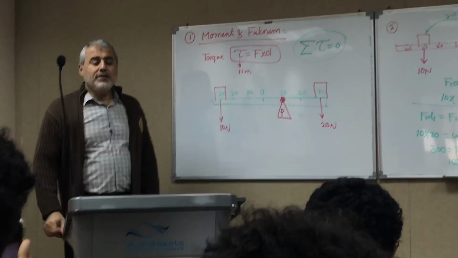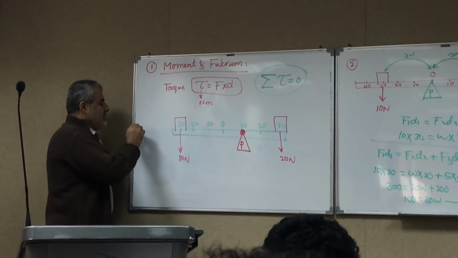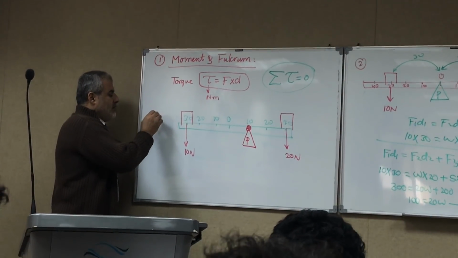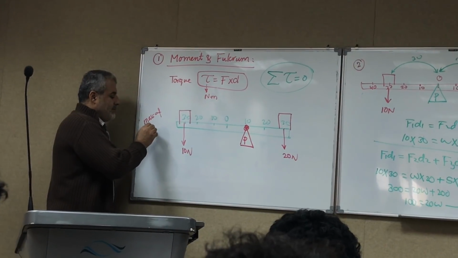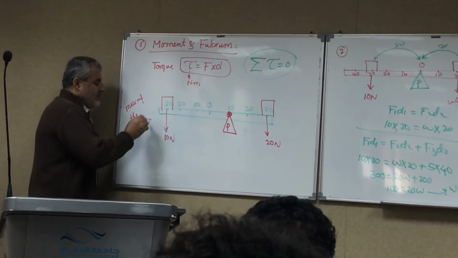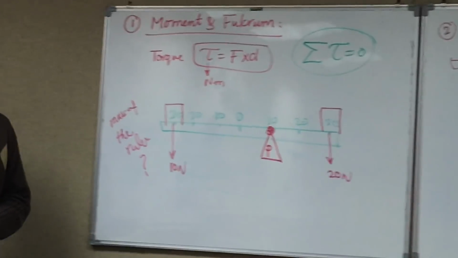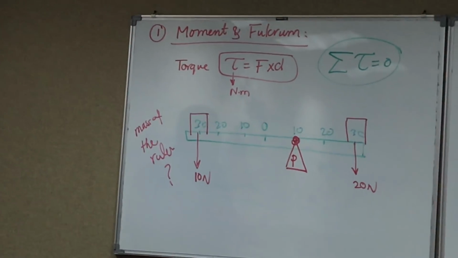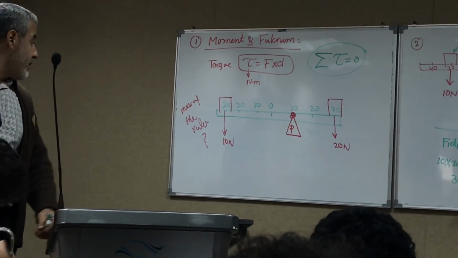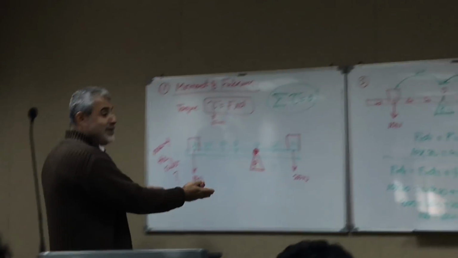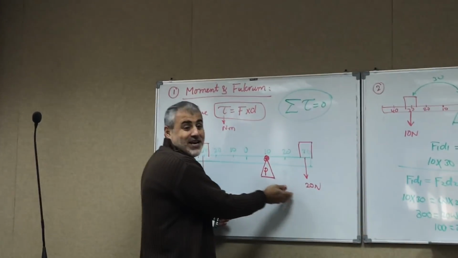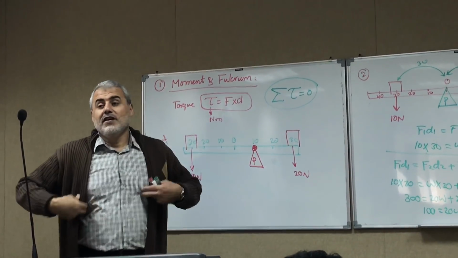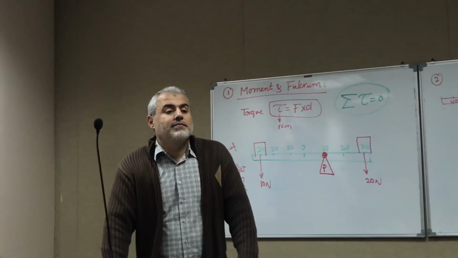Do you know what they asked for? Find the mass of the ruler. How do we find it? By the way, everything is given here. You don't have unknowns. Everything is given. So how do we find the mass of the ruler?